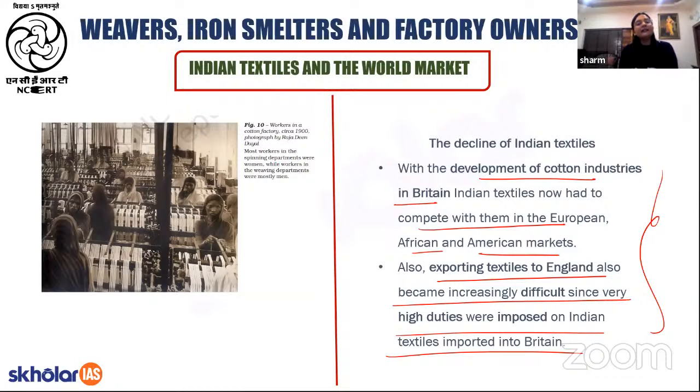And that is why the market of Indian textiles, particularly the international market of Indian textiles, began to decline.